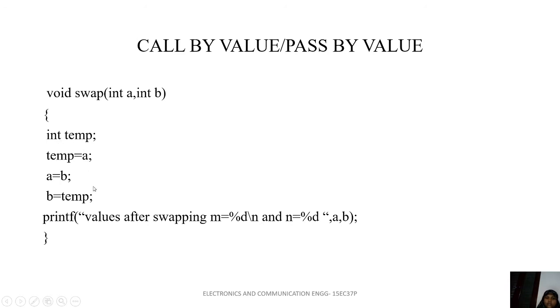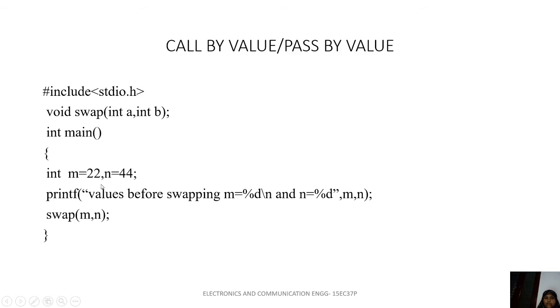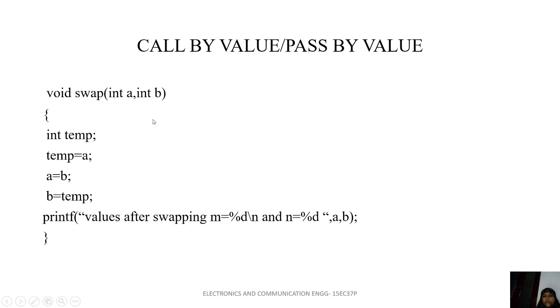To swap the values, we require another temporary variable. So we have written a variable declaration, int temp. temp is equal to a. What is the value of m? m is equal to 22, which is stored in the variable a. n is equal to 44, which is stored in the variable b. So here int temp is a temporary variable. The value of a is 22, and 22 is stored in the variable temp.